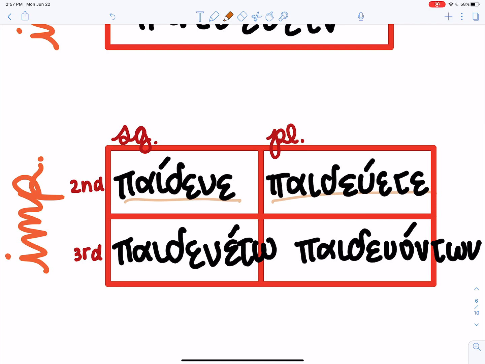Now, third singular imperative is translated, like we said, as let. So this would be let him teach or let her teach. And then our plural, just like a normal third person plural, we're going to use they. So let them teach.